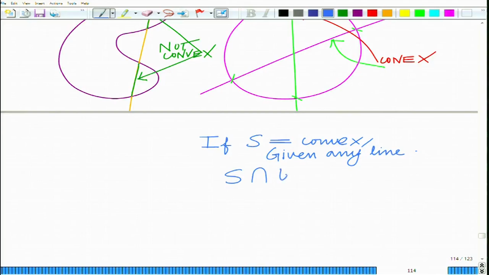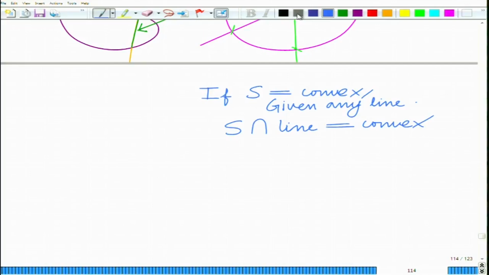If S is convex, the set S intersection the line is convex. This is true because S is convex. Given that S is convex, any line is a convex set, we know that. So, convex intersection convex, this is convex, this is trivial. Okay. So, if the set S is convex, then any line is also a convex set. So, S intersection with the line, a convex set intersection with another convex set, that is also convex.